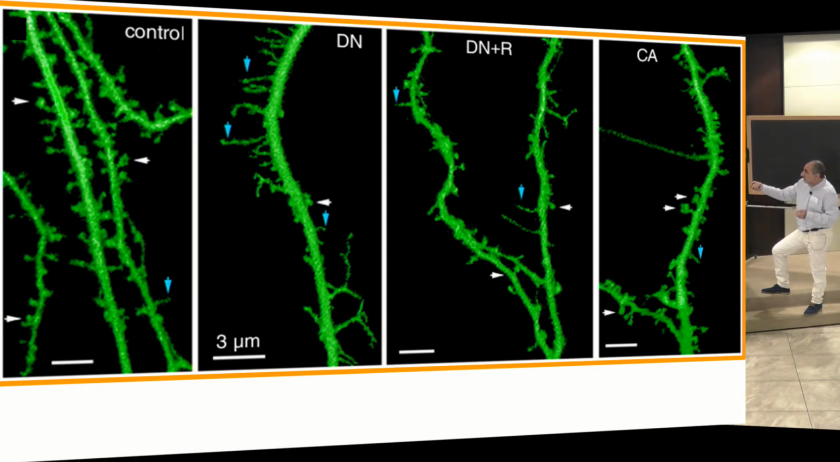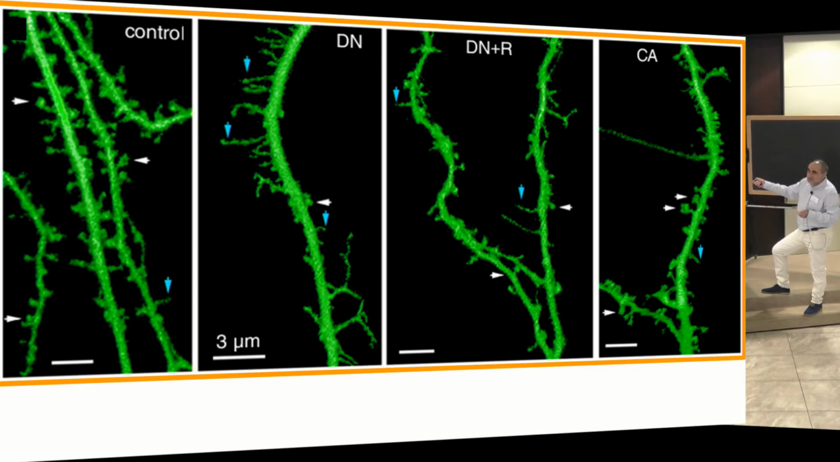And definitely, this is a typical control picture with normal spines. White arrows show classical mushroom spines, and blue ones, or cyan, are filopodia in this case. So very few filopodia in this case, but dominant negative, you see completely different morphology. Very few mushroom spines and a lot of filopodia. Rescue compensates a little bit, not completely.